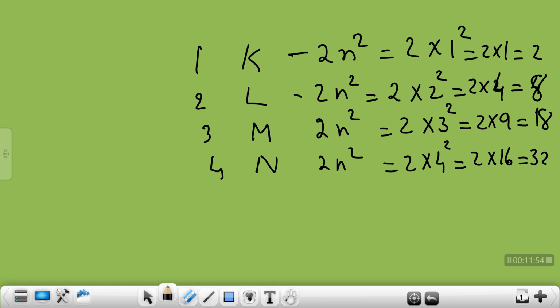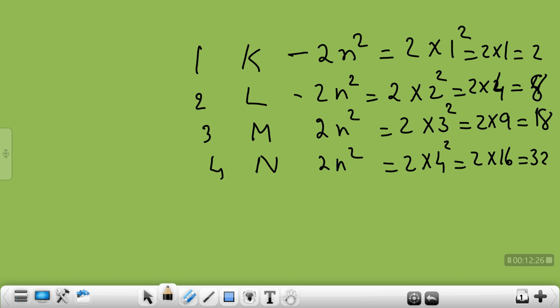So remember that 3 square, you may make a mistake, 3 square is 3 into 3, 9, not 3 into 2, 6. So, the maximum number of electrons in K shell is 2, in L shell is 8, in M shell is 18, and the maximum number of electrons in N shell is 32.